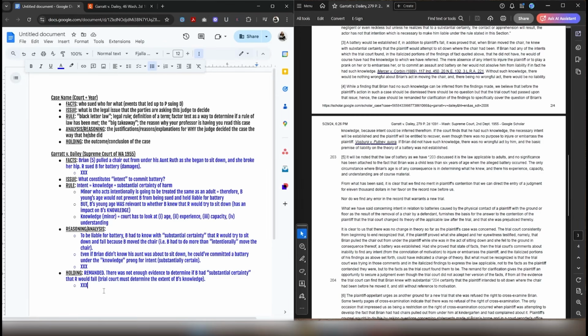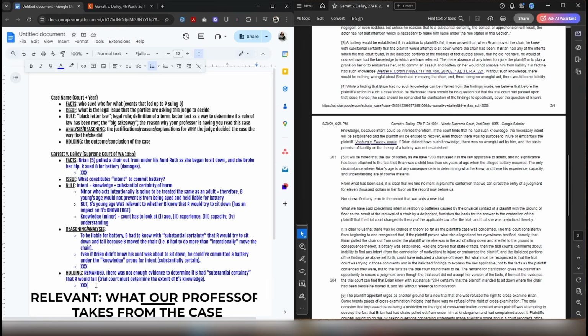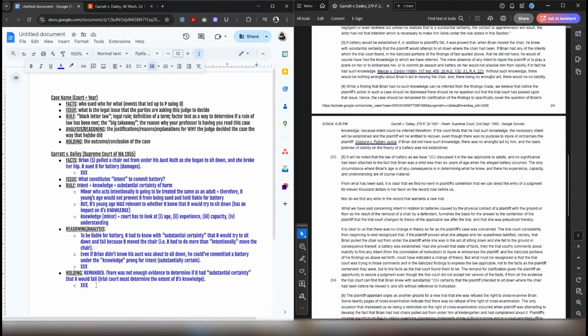The reason why we want to reduce that temptation and that default urge to do that is because it is not actually relevant what we take from the case. What actually matters, and what's actually relevant, and what we'll actually use on final exams, is what our professor thinks is relevant from the case. And the only way that we're going to know that is to go to class and take amazing class notes.